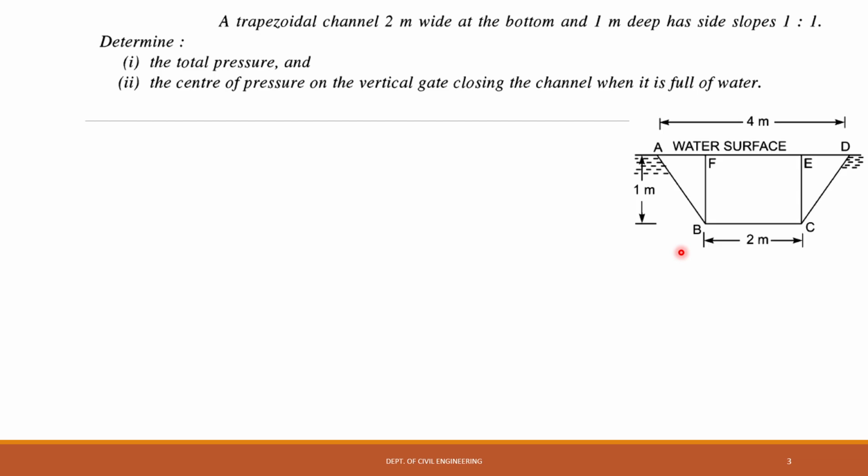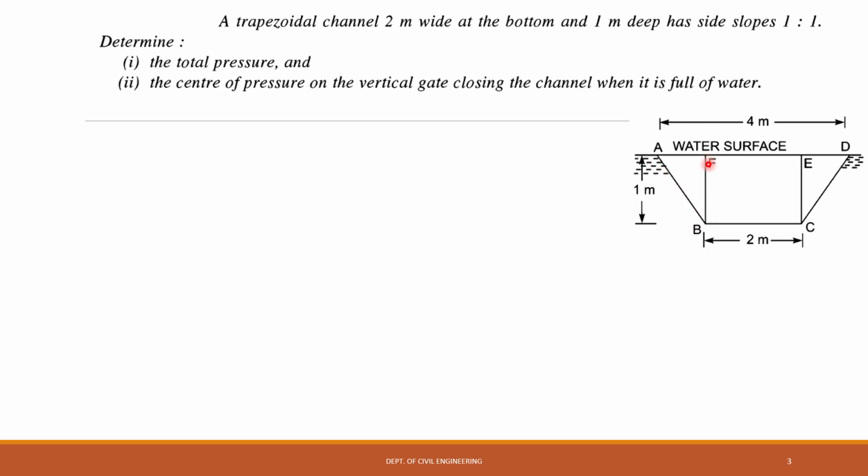So we'll consider the figure. This is the figure. As already mentioned, it is 2 meter wide at the bottom. At the bottom, BC is equal to 2 meter and it is 1 meter deep. So FB or EC is equal to 1 meter and it has side slopes 1:1. So the slope of this line is 1:1.